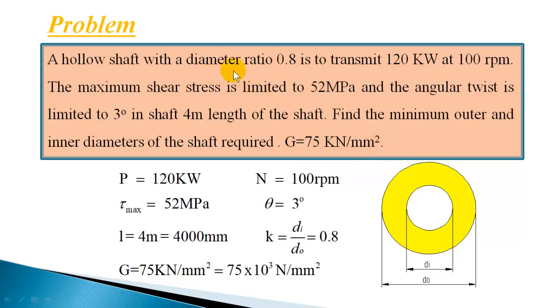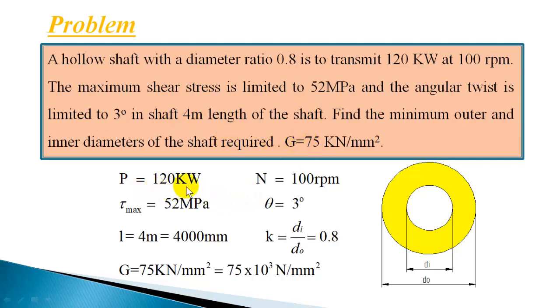So this is a hollow shaft with a diameter ratio of 0.8. Diameter ratio 0.8 means di by d naught is 0.8. It has to transmit 120 kilowatt at 100 rpm, and you have two constraints. Shear stress should be limited to 52 megapascal and angular twist should be limited to 3 degree in a shaft length of 4 meter. Modulus of rigidity of the shaft is given.